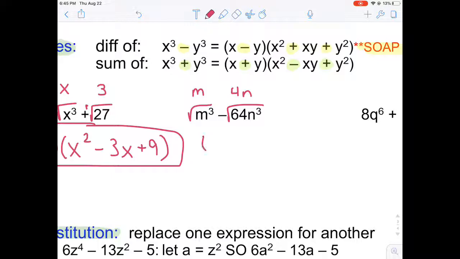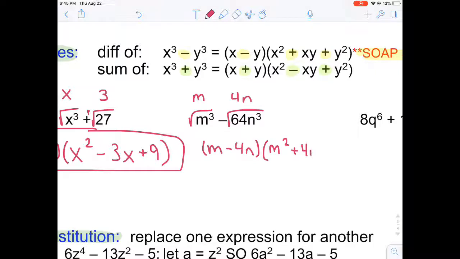So I'd have m minus 4n, and then I have my first cube root squared, so m squared. Then the middle is multiplying those together. Okay, so I'm going to have plus 4mn, and then the last one is that term squared, which would give me plus 16n squared. You should pause the video right now and I'll have you try the third example.